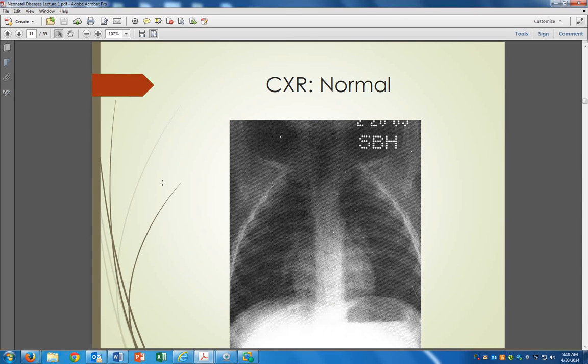This is what the chest x-ray would look like. And actually, on this PowerPoint, it doesn't show up as clearly. So I'd ask that you refer to your textbook.